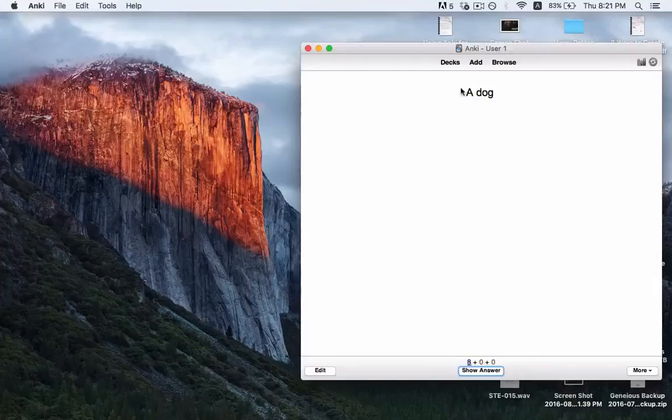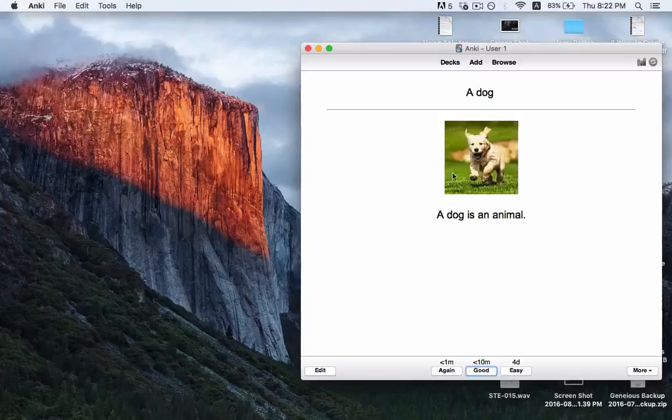This is the kind of card where I'll have a word, and it forces you to think, what is this word? What does this word mean? You don't get any hints. You just have to think, okay, a dog, what is a dog? A dog. And then try and get an image in your head. Click show answer. Did you think of a dog? A dog is an animal.